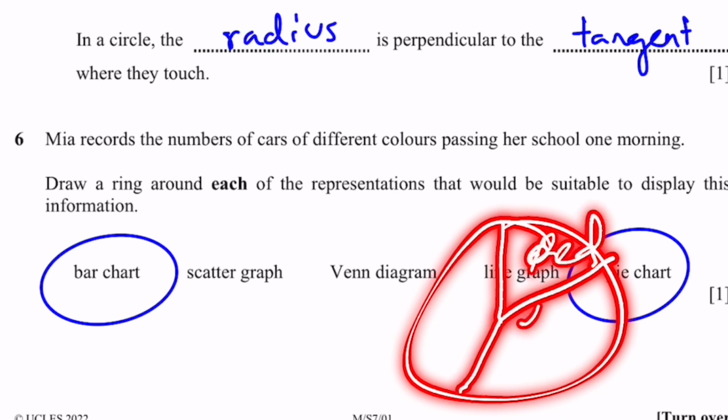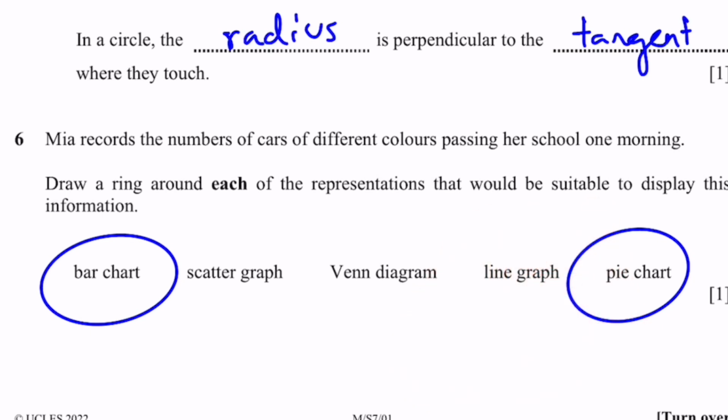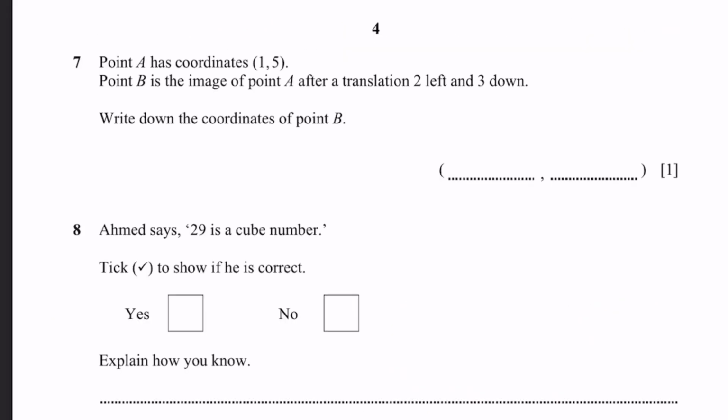This can be like red color, yellow color, and then blue color. So this is possible. So pie chart can also be used. That's the answer.